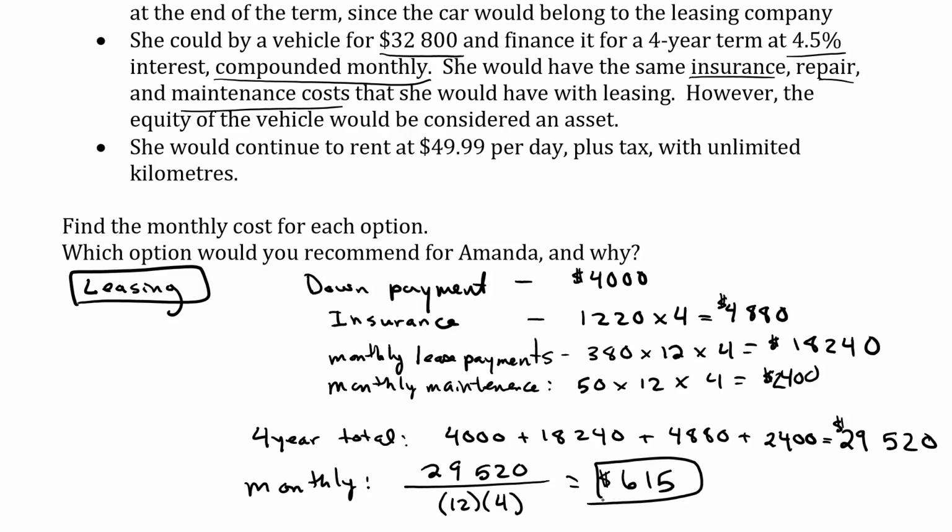Now with full out buying, we're going to have to go into our TVM solver, and we're going to have to figure out what the cost of this loan would be per month. The thing that we also need to take into consideration is this insurance, repair, maintenance cost. So the insurance is going to be the same and the monthly maintenance is going to be the same as well.